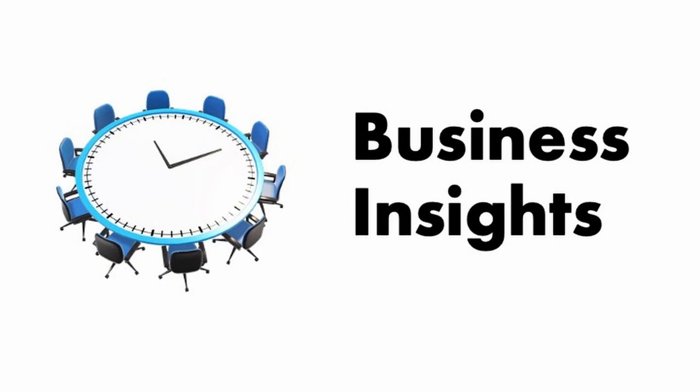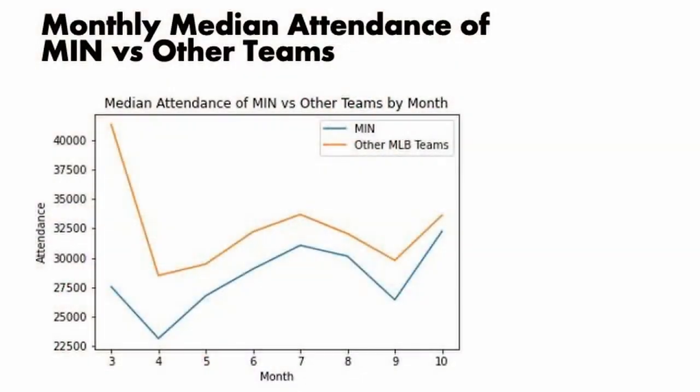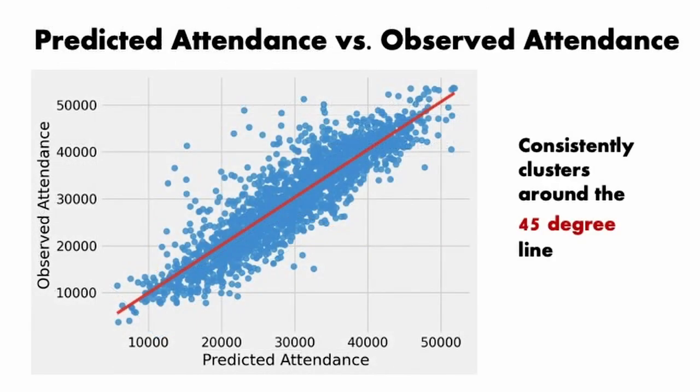Thank you, Alex. We've talked a lot about the technical aspects of our model, and a lot about what went into the model in terms of data and the model itself. Now we're going to talk a little bit about how this can actually help the Minnesota Twins as a business. Firstly, the graph you see is the monthly median attendance of Minnesota versus other teams. We can clearly see from this graph that on average, Minnesota has lower attendance than other teams, and this is really the problem that we're trying to solve using our model.